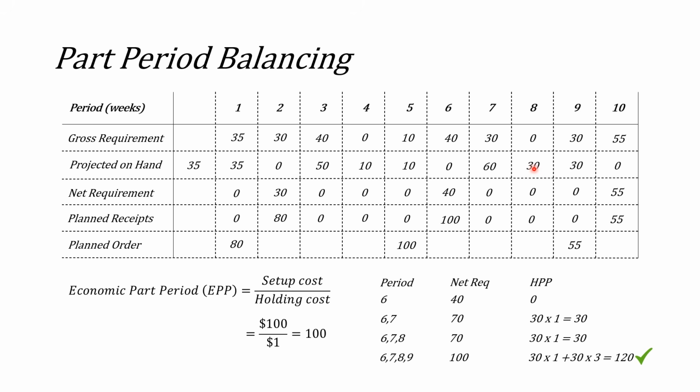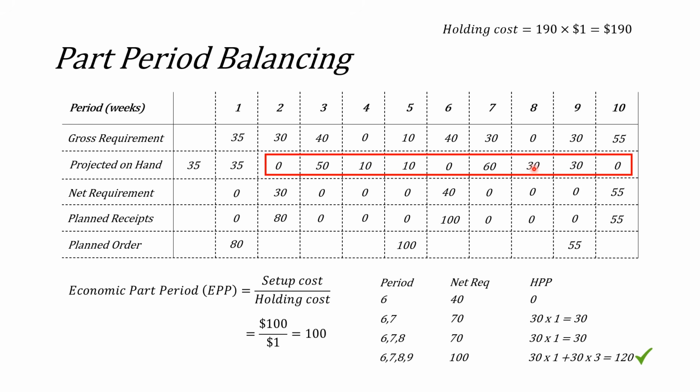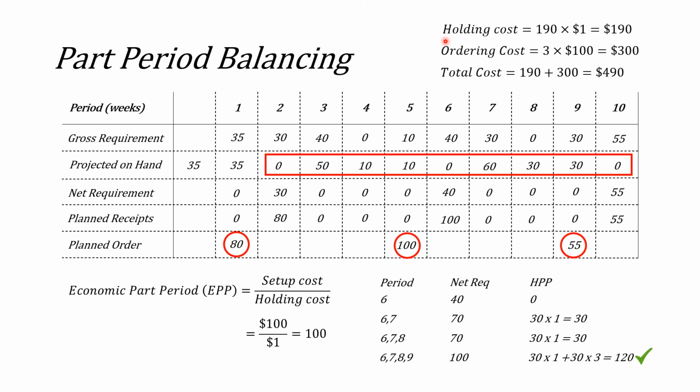All right, so in this case, the holding cost is the sum of all of this, which turns out to be 190, right? And the ordering cost, since I have to place the order 3 times, is going to be 3 times 100, which is $300. So the total cost is going to be 190 plus 300, which is a total of 490, which is significantly cheaper than lot for lot, as well as the EOQ method. So this gives you an idea of how to plan your orders, or how to bulk your lots to minimize your inventory costs.